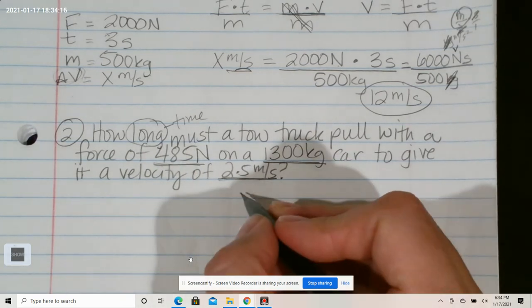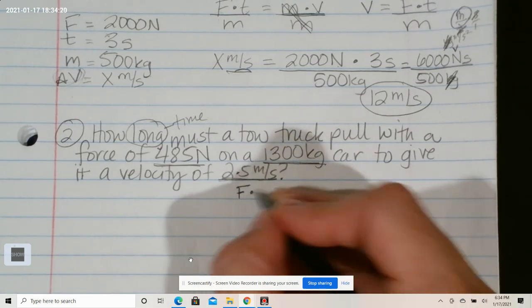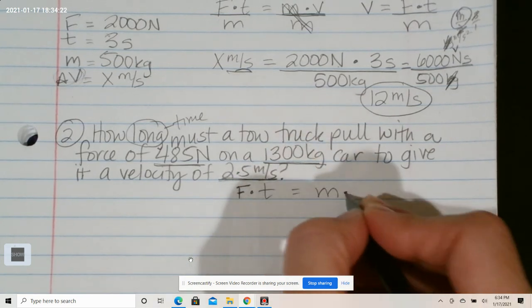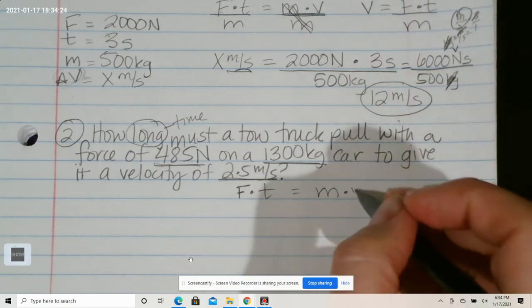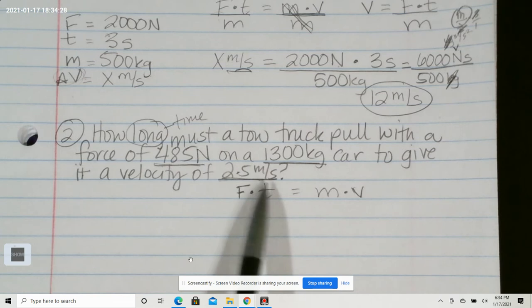So let's rearrange our equation like we did before so we can figure out how we're going to get time now. Force and time equals mass times velocity. Again, it is technically change in velocity, but we're assuming it started at 0 because I only gave you one velocity. I didn't give you more than one for you to figure out. So its change is going to be 2.5 meters per second, 0 to this.